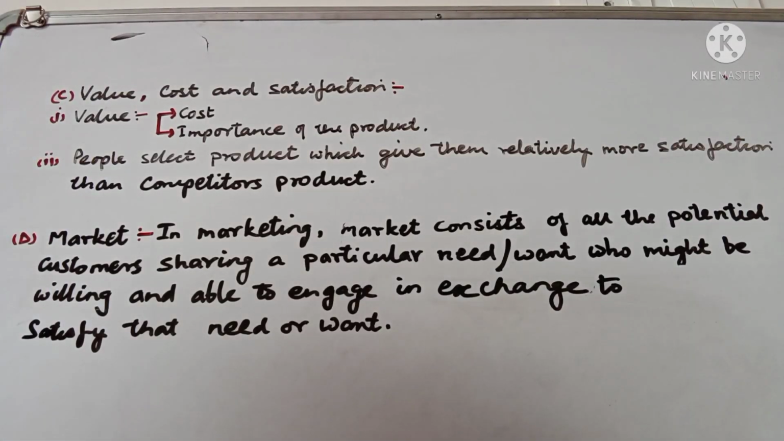So another element of marketing is value, cost, and satisfaction. Now, value consists of two aspects. One aspect is the cost aspect, and the other aspect is its importance. When we talk about cost, for example, the manufacturing cost of a product is, say, rupees 10. You add a profit to it, and that becomes the price. That means cost plus profit is equal to price.